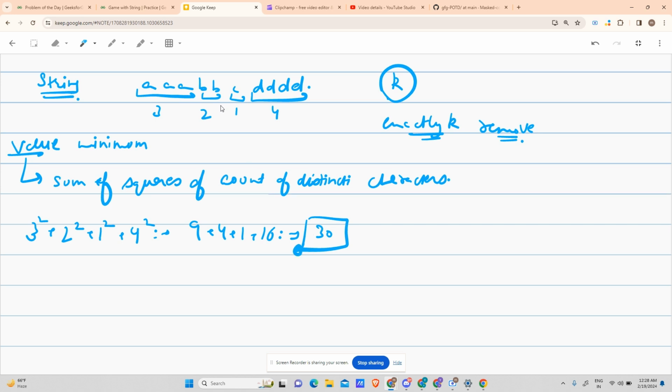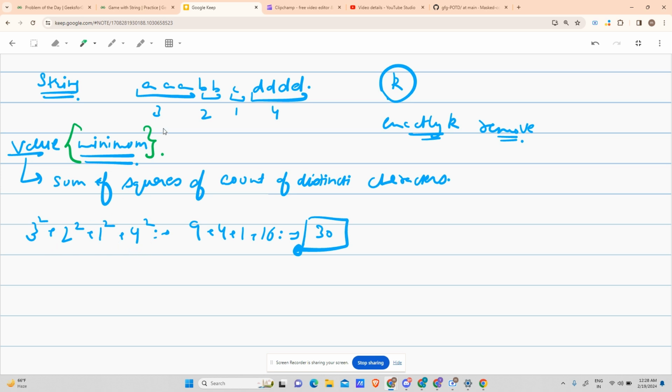Okay, this is your current value without removal. After removal of k characters, you get another value, and you have to make it minimum. The logic here will be to minimize it. To minimize it, I will have to decrease what?